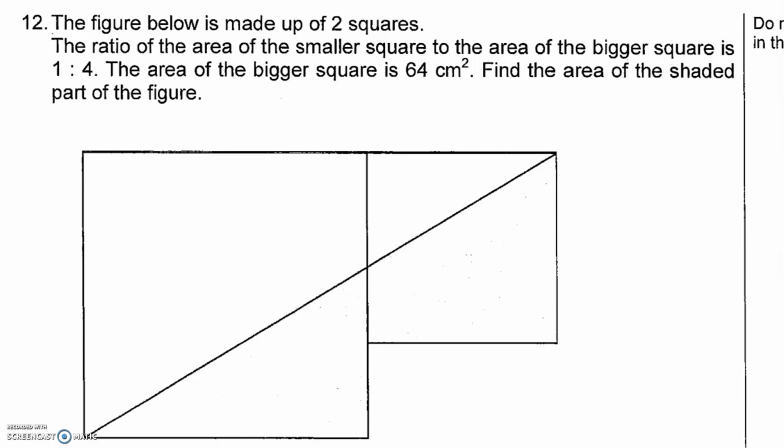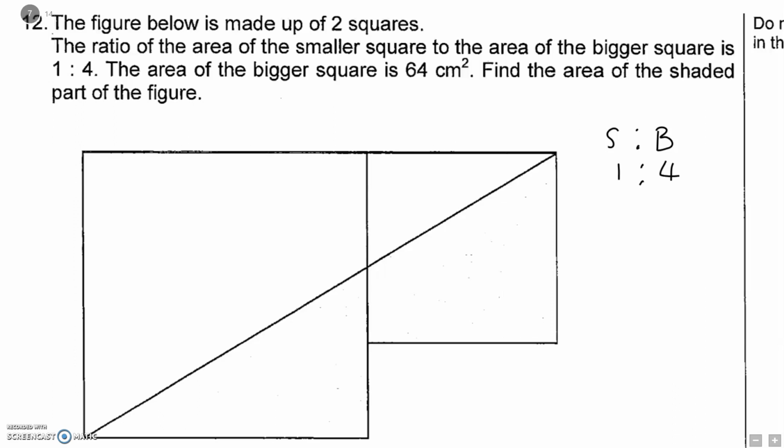Okay, let's continue with question 12. The figure below shows two squares. You have got the first smaller square and the big square, which is 1:4. So let me just write out the ratio. The small one to the big one is 1:4.